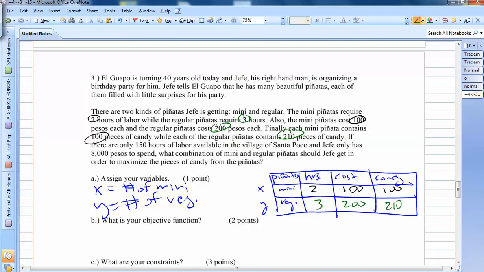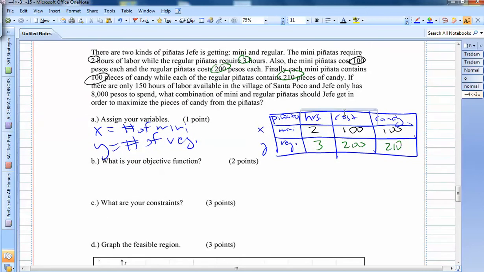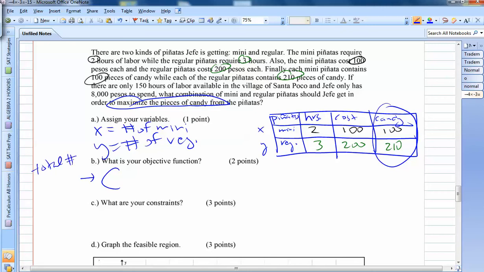Okay, so based off that, we could totally make our objective function and constraints. The objective is your goal. And what is the goal here? To maximize pieces of candy. So clearly I'm going to use that column. We can use capital C, or really any letter. Capital C will represent the total number of candy, and that's going to equal 100x plus 210y.